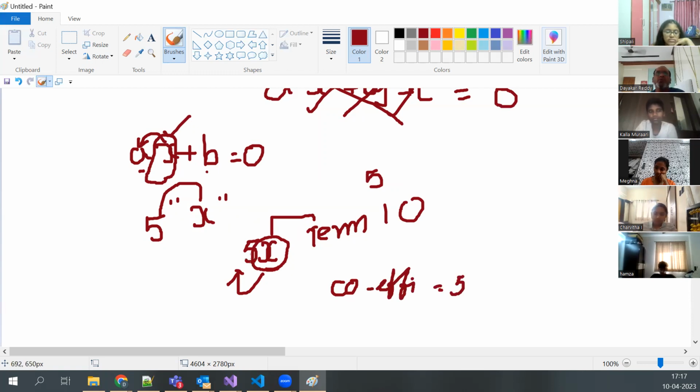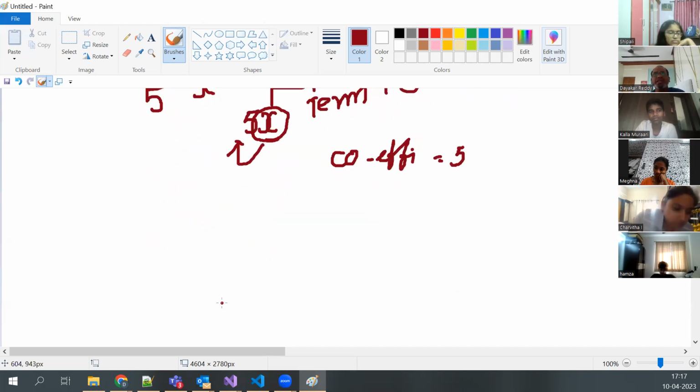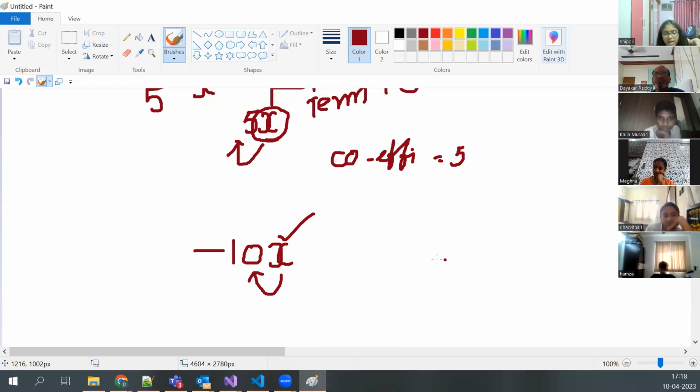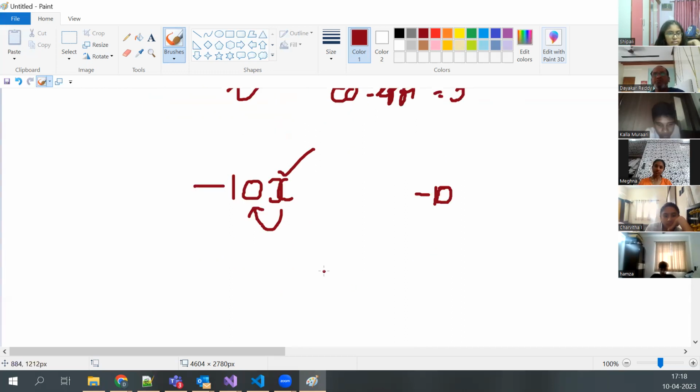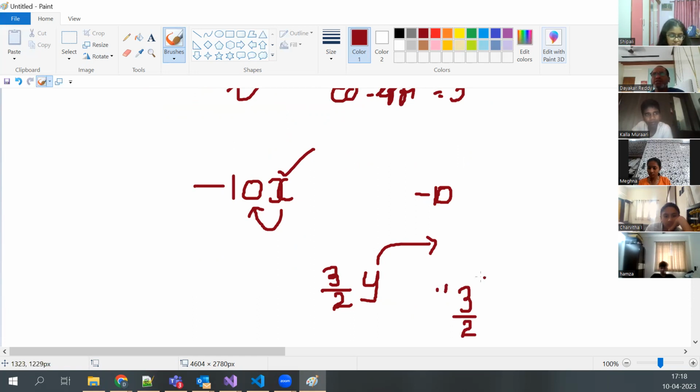Does it necessarily have to be a positive number? No. It can be a negative number also. For example, -10x. What is the variable here? The variable is x. What is the coefficient of x here? The coefficient of x is -10. And it need not be an integer. It could be a fraction also. Say 3/2 into y. What is the variable here? The variable here is y. And what is the coefficient of y? y is multiplied with 3/2, so this is called the coefficient of y.